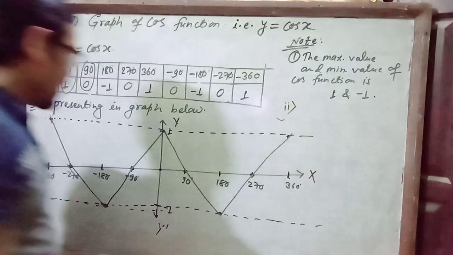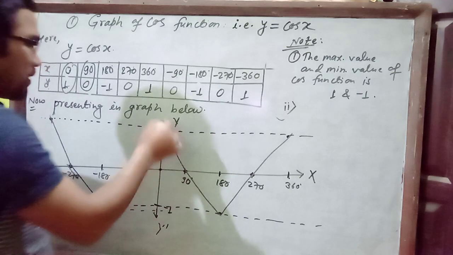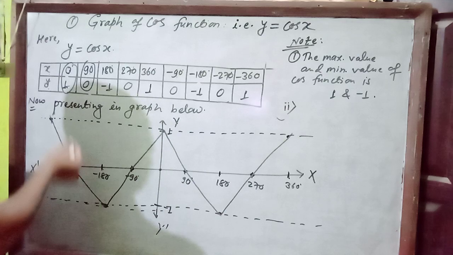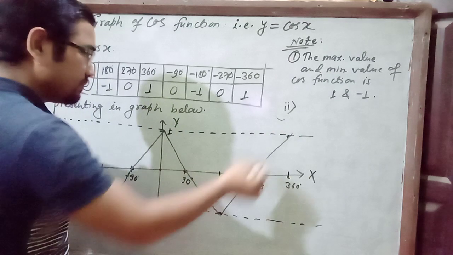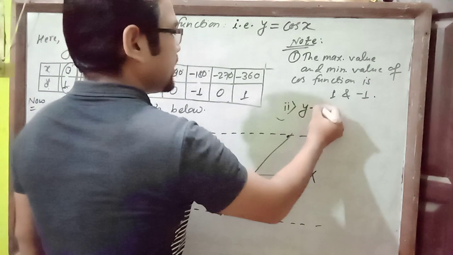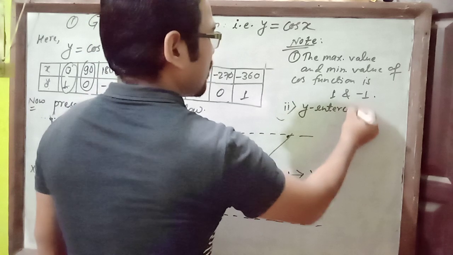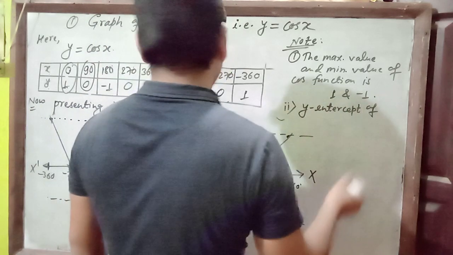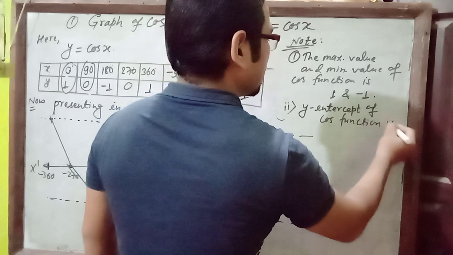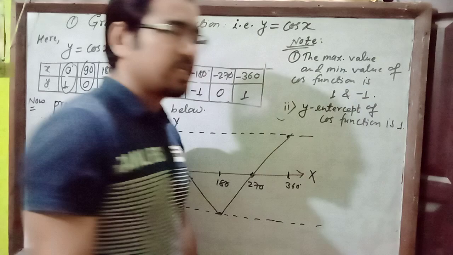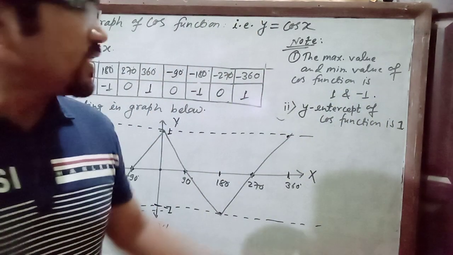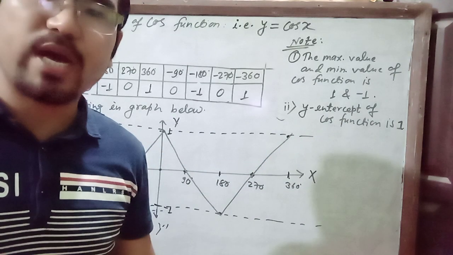Second number, y-intercept, at which point the graph is cutting the y-axis. Let's see at which point it cuts the y-axis. It cuts at +1. So we have to write here: y-intercept of the cos function is 1. Sometimes it asks what is the y-intercept of the cos function, then we have to write the y-intercept of the cos function is +1.